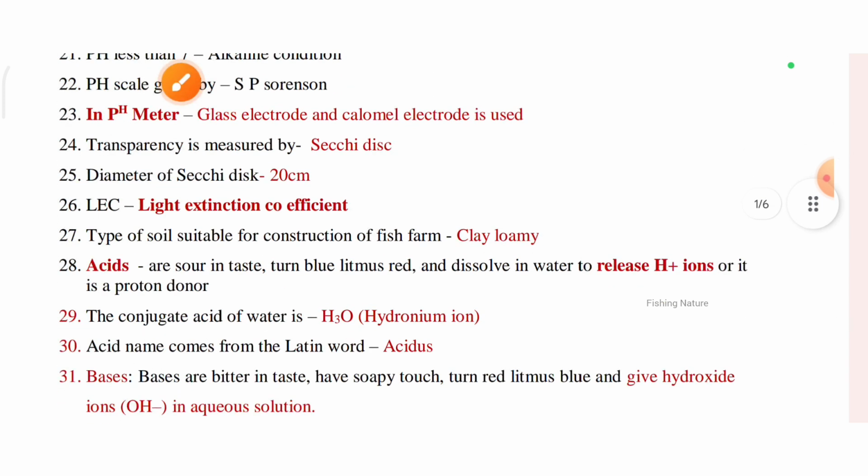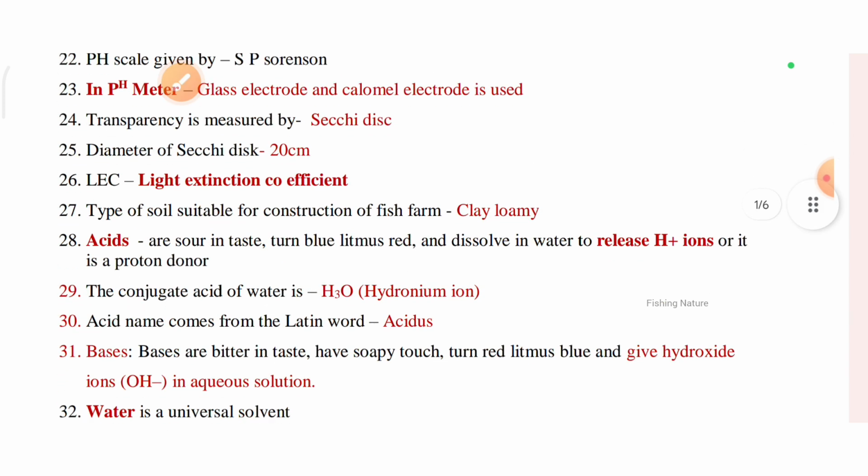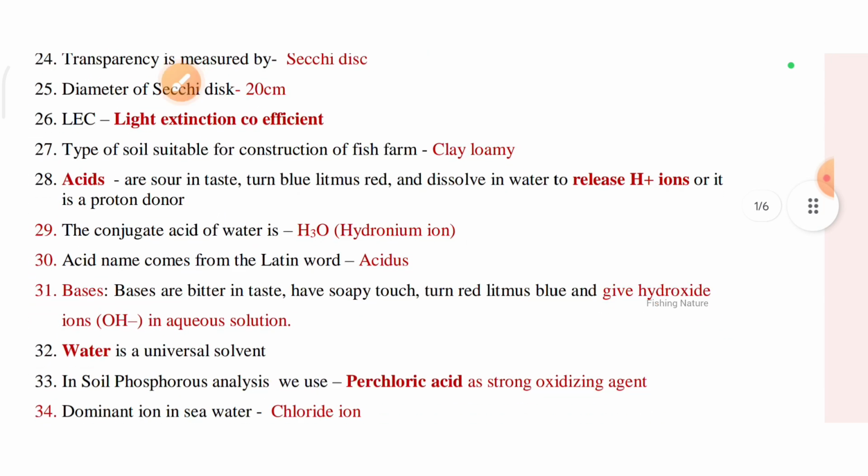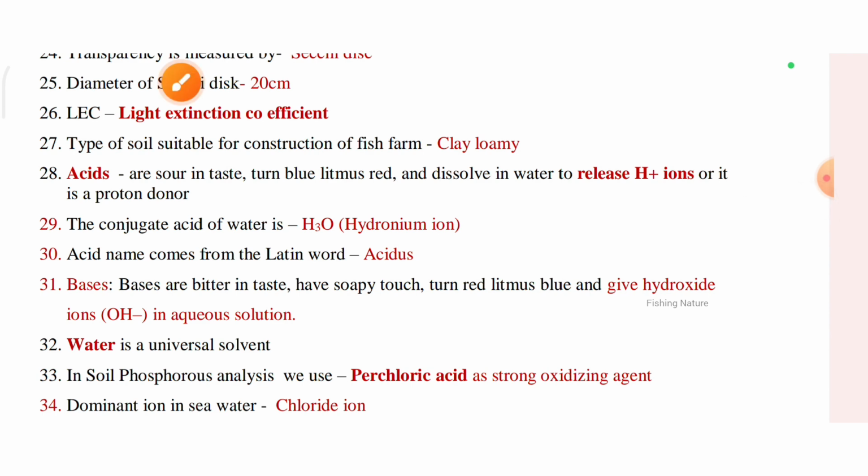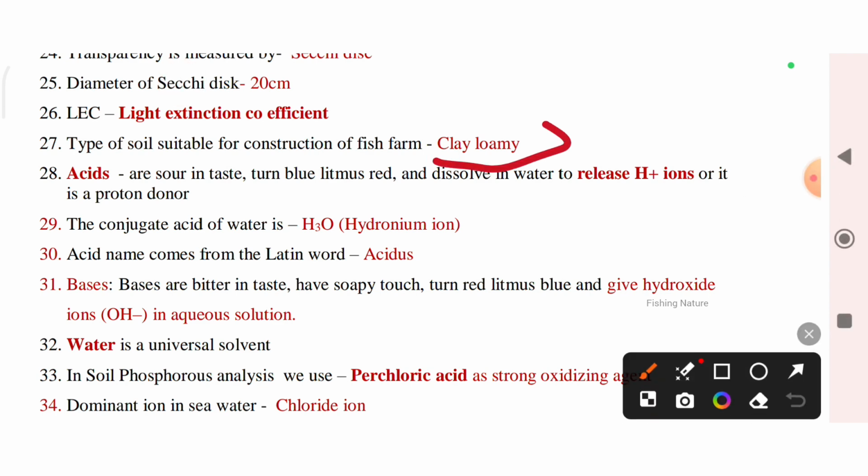The diameter of the Secchi disc is 20 centimeters. LEC full form is light extinction coefficient. The type of soil suitable for the construction of a fish farm is clay loamy. Mostly we use clay loamy because it is not very thin, it will not absorb a large amount of water, and it will not lose soil. So we use clay loamy soil for construction of a fish farm.